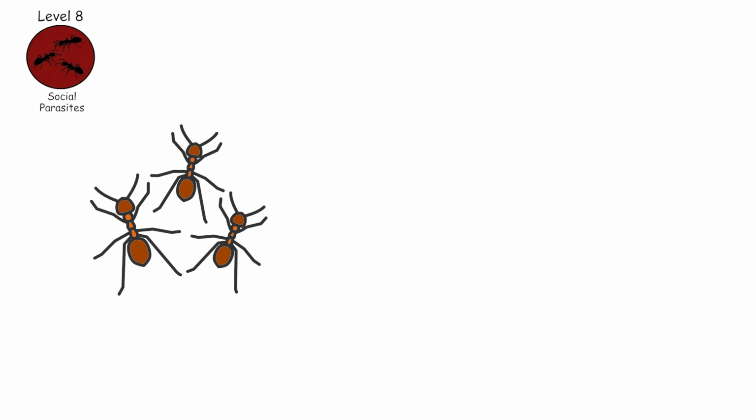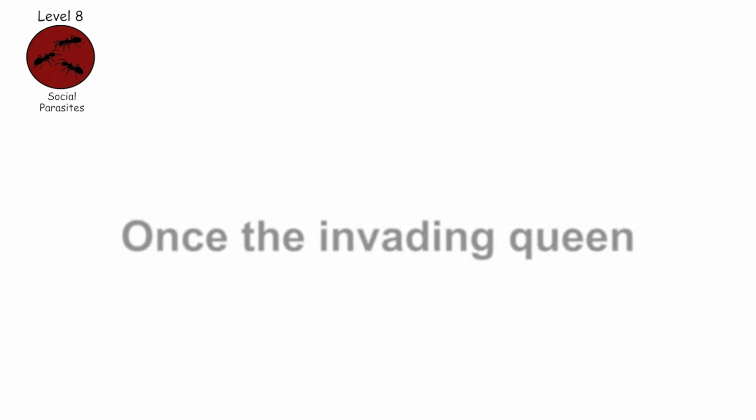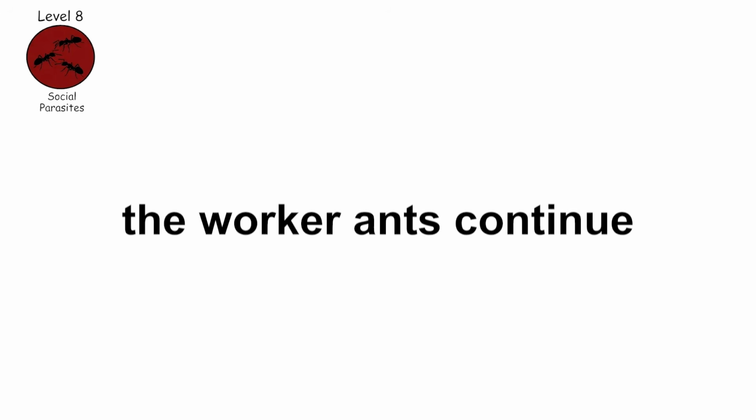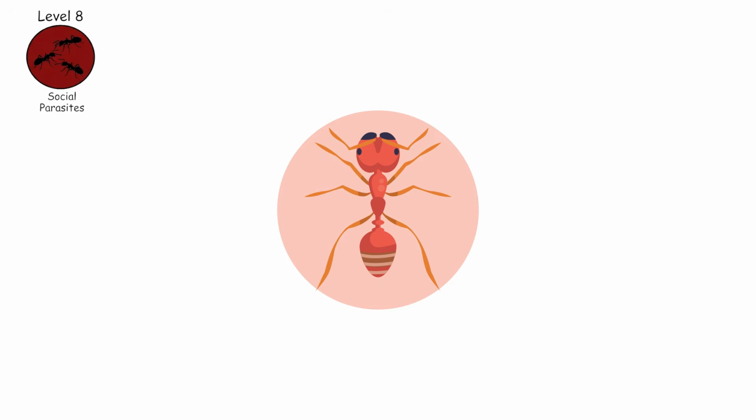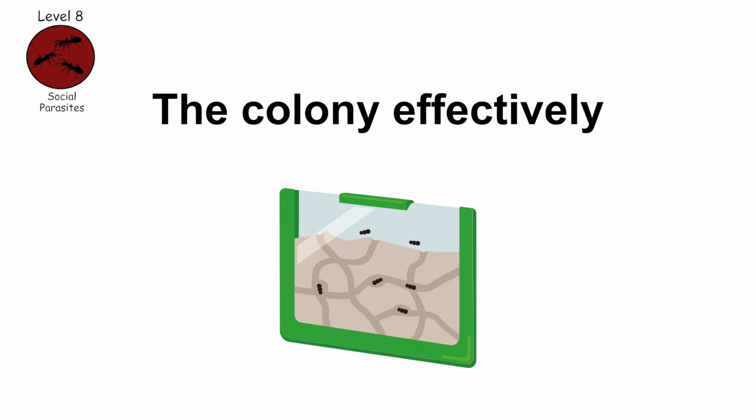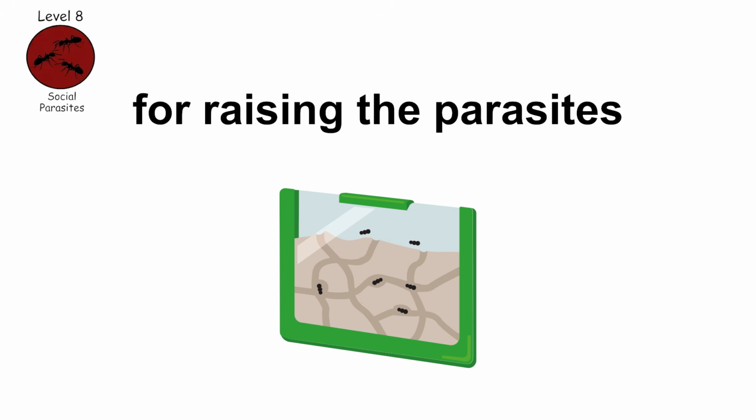Some parasitic ant species invade the nests of other ants and replace the original queen. Once the invading queen takes control, the worker ants continue performing their normal duties, but now serve the parasitic queen instead. The colony effectively becomes a workforce for raising the parasite's offspring.